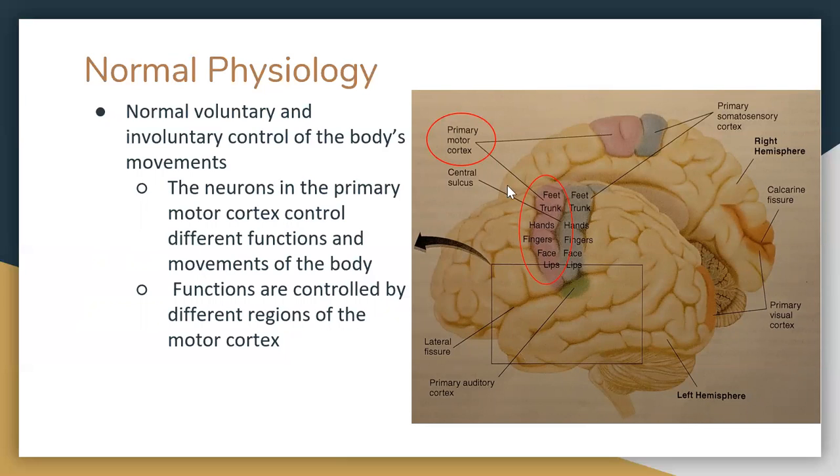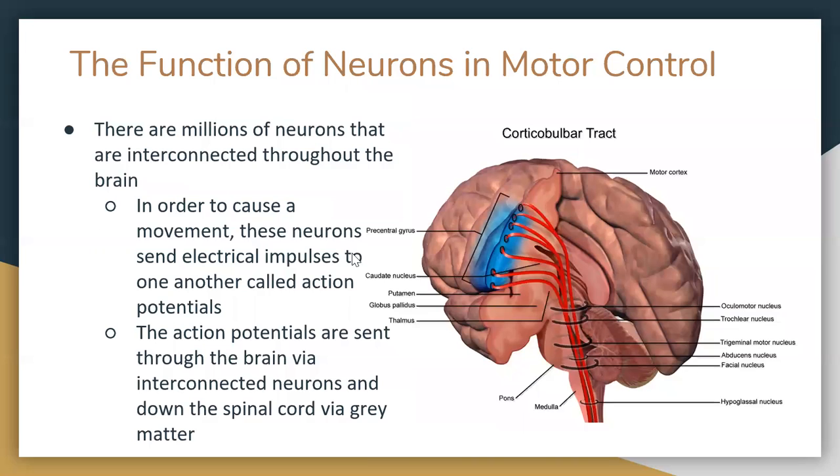The different neurons in this primary motor cortex are going to control different functions of the body. So neurons in the superior region of the primary motor cortex will control the feet, trunk, and hands, whereas neurons in the inferior region control functions such as fingers, face, and lips. Motor neurons are unique cells, and without them, the body would not be able to act in the way we know it does. The functions of the neurons in the motor cortex.